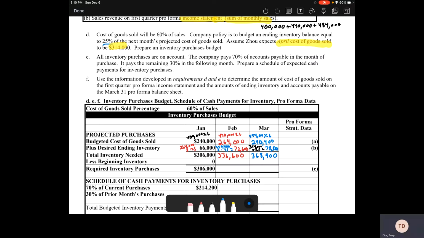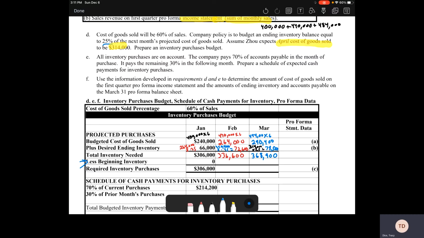So now to figure out how much we have to actually buy that month, we take out the beginning inventory for the month. Well, in January, we didn't have anything because we started in January. So that gave us total purchases of 306,000.